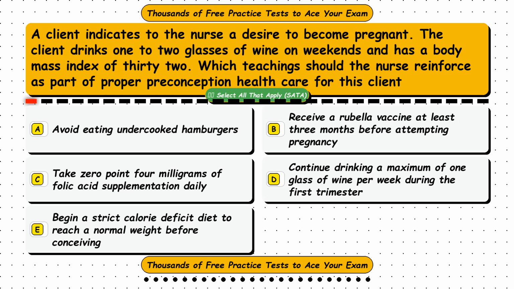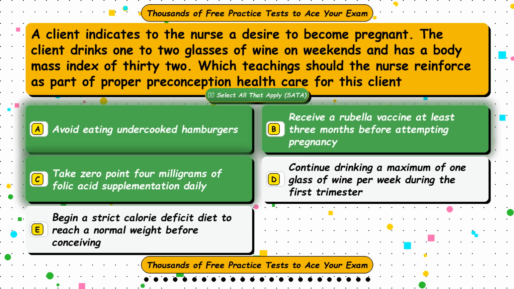Question 10. A client indicates to the nurse a desire to become pregnant. The client drinks 1 to 2 glasses of wine on weekends and has a body mass index of 32. Which teaching should the nurse reinforce as part of proper preconception health care for this client? Option A. Avoid eating undercooked hamburgers. Option B. Receive a rubella vaccine at least 3 months before attempting pregnancy. Option C. Take 0.4 mg of folic acid supplementation daily. Option D. Continue drinking a maximum of 1 glass of wine per week during the first trimester. Option E. Begin a strict calorie deficit diet to reach a normal weight before conceiving.